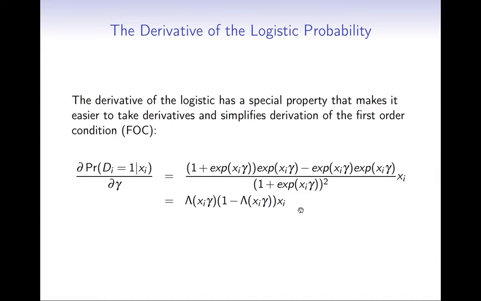Now, the derivative of the logistic probability will be useful for some of the problems on the problem set. The derivative has this convenient property: it is equal to the CDF times 1 minus the CDF times x_i, if you take the derivative with respect to gamma. So if you write out the maximum likelihood and take the derivative to solve for the first order condition, you can use this property, and it simplifies very quickly.